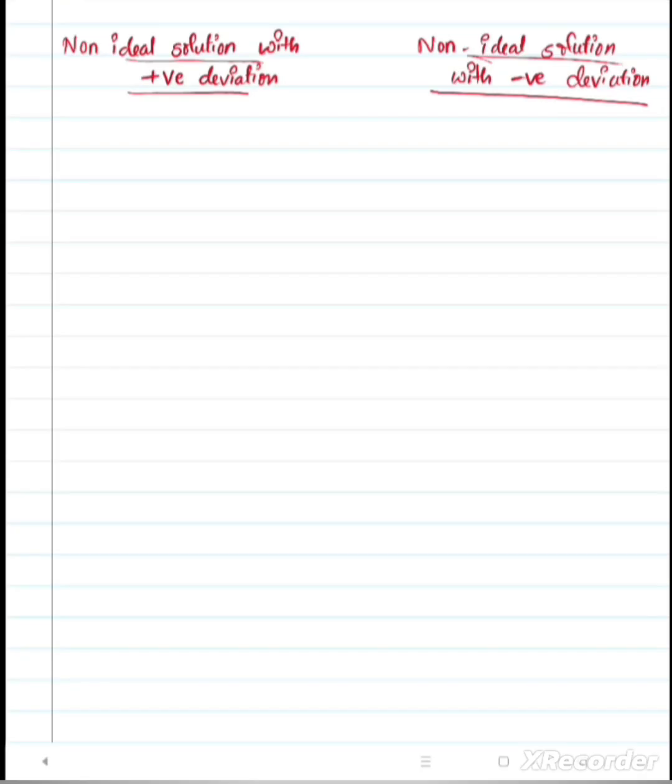If they are asking the difference between these two, you can write first one, that is delta mix H, delta H after mixing, it will be more than 0. That means positive value you will get. Remember, for positive deviation the delta H value will be positive. Then second one, delta V after mixing, volume also will be more than 0. Then volume also will get positive value for positive deviation.